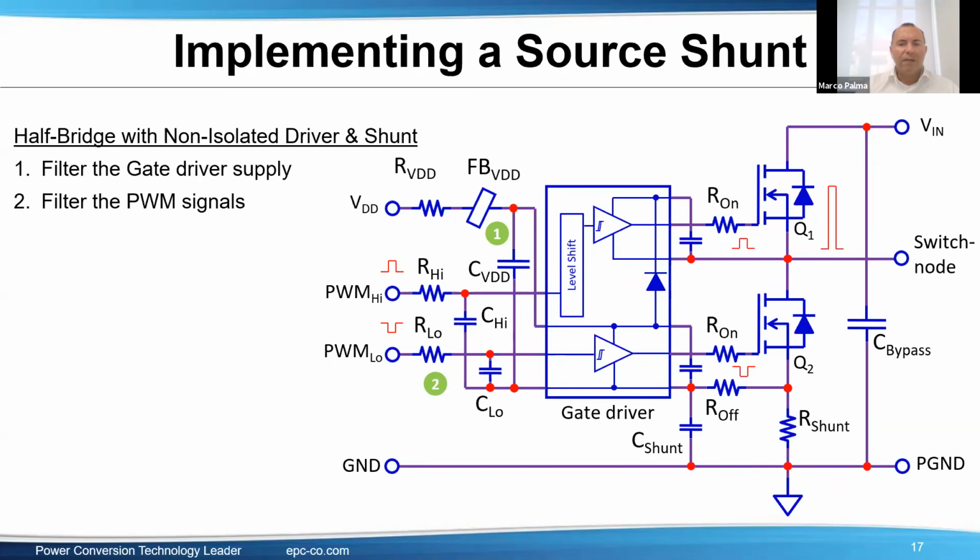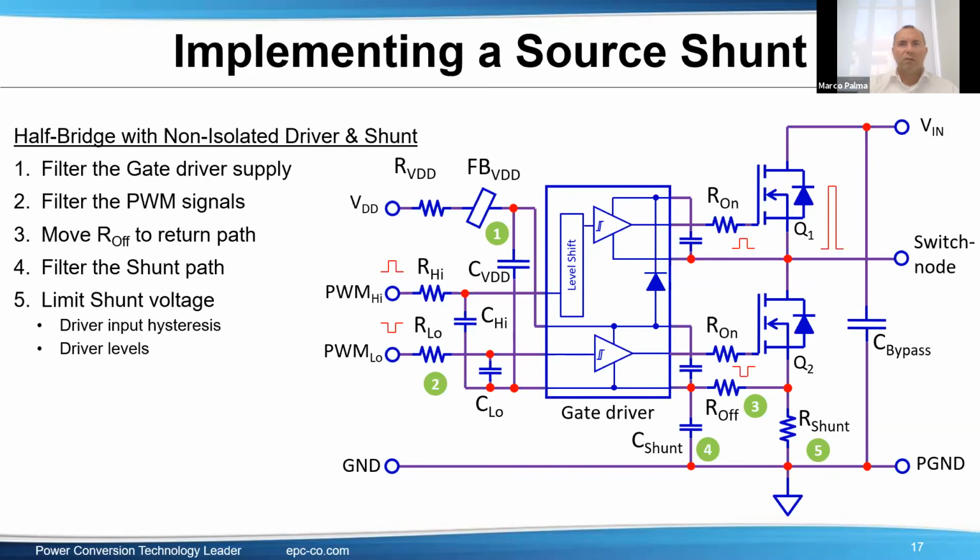Like MOSFETs, GaN FETs can have different turn on and turn off gate resistor values. Okay, so you can have two different resistors, but in this case, we can take advantage by moving the turn off resistance to the return path. So in this way, we have a better layout also. If additional filtering is needed, then a capacitor can now be added without affecting the shunt impedance. And the choice of a gate driver must also look at drive levels and drive signal hysteresis and ensure that those values do not fall within the shunt voltage.